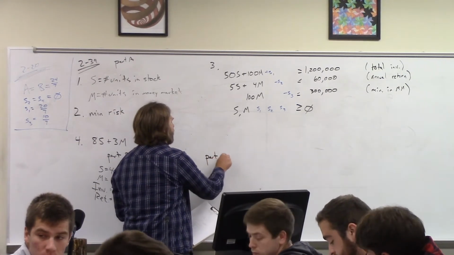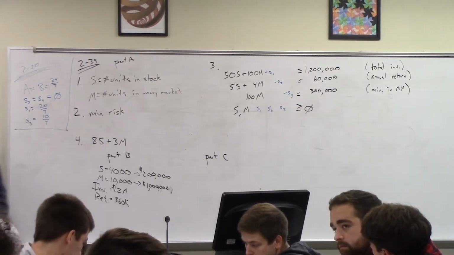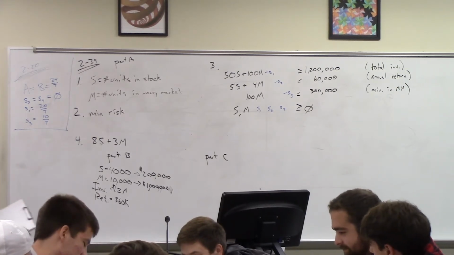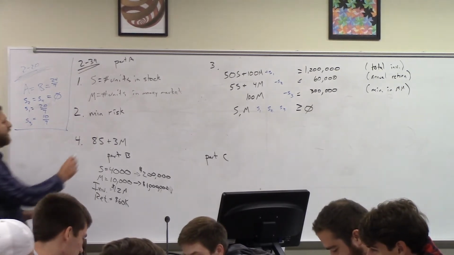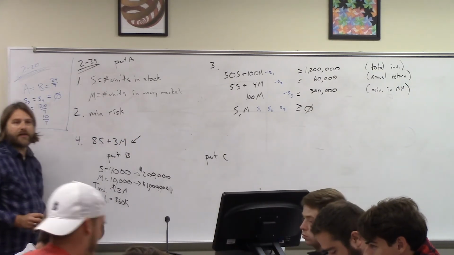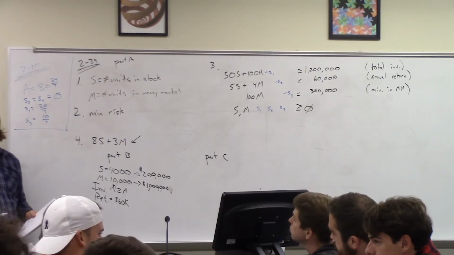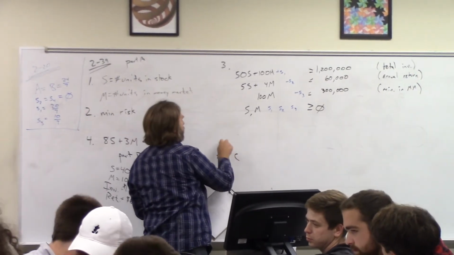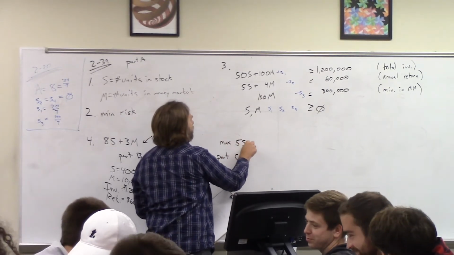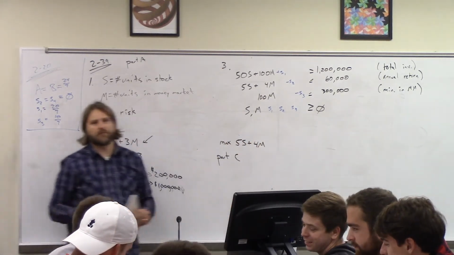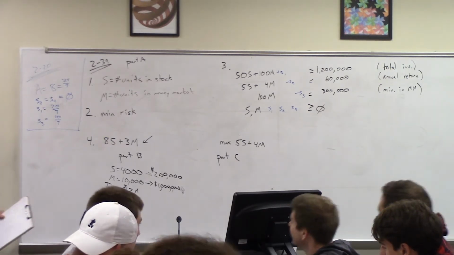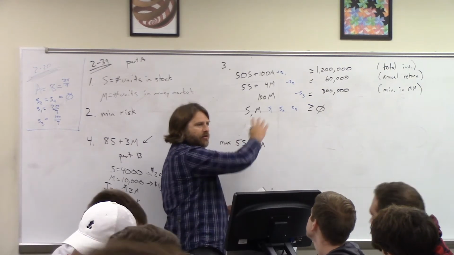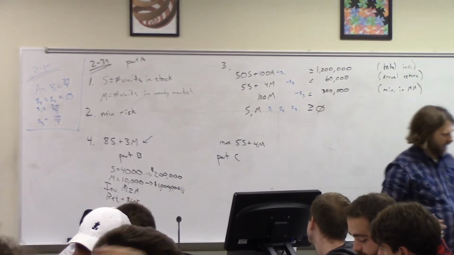What is part C asking for? How do we change up the problem here in part C? You want to maximize return instead of minimizing risk. So how does that change it? Instead of this being our objective, now what is our objective? 5S plus 4M. So we want to maximize 5S plus 4M. You already know this line because you've graphed it, so you know where it's going to exit.